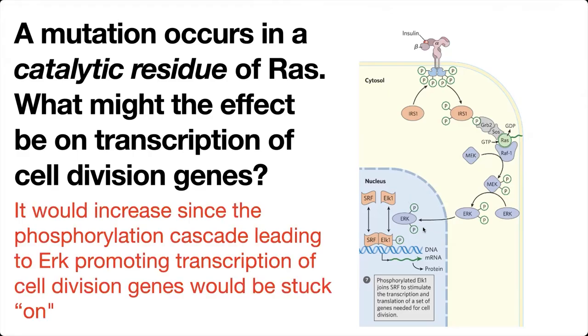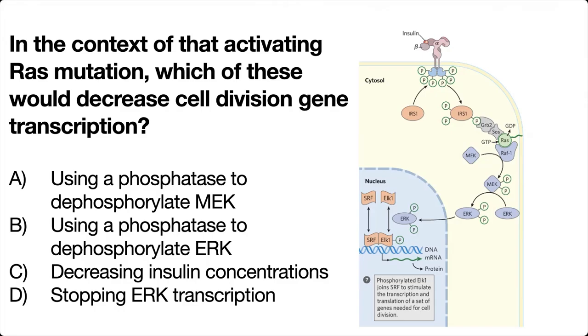But now let's think about how this could be influenced by other scenarios, in the context of having that RAS mutation. In the absence of any other change, we would see that we would increase transcription. But how could we get it to decrease transcription, given that we have a RAS mutation? Our options are using a phosphatase to dephosphorylate MEK, removing these phosphate groups, using a phosphatase to dephosphorylate ERK, removing these phosphate groups, decreasing our insulin concentrations, or stopping ERK transcription.